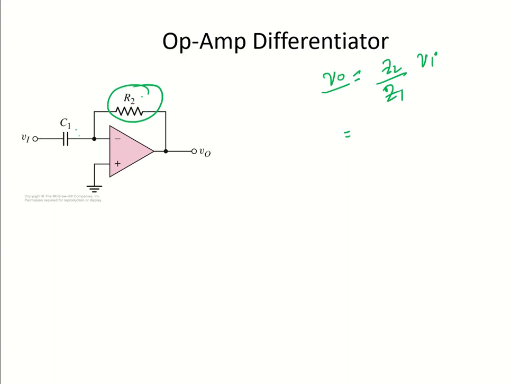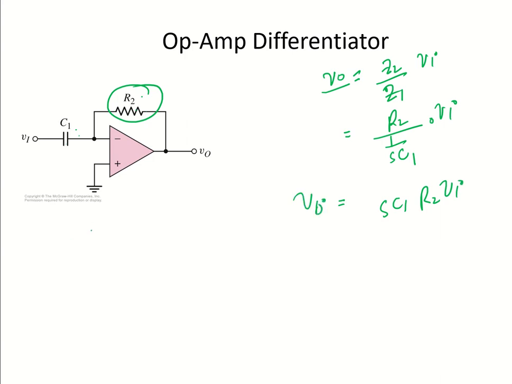So what will happen? The feedback resistance is R2, and the input impedance will be 1 over SC1, times the input. Or we can write this as S C1 R2 times the input.